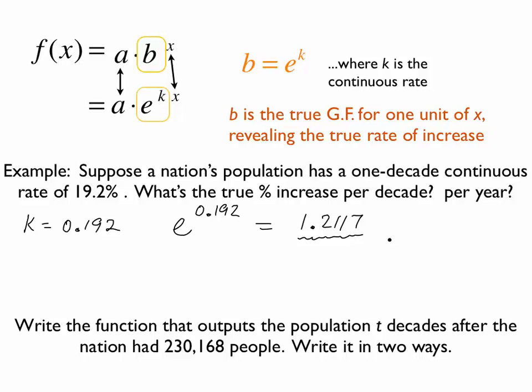Yeah, it's the continuous for 1 year, right? I mean, for a decade. What kind of number is that? It's a growth factor. It's the 1 decade growth factor. And we want the 1 decade percent increase. You're doing great. Keep going.